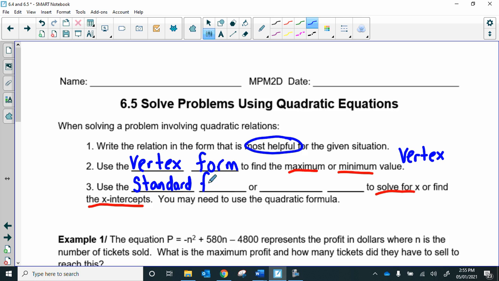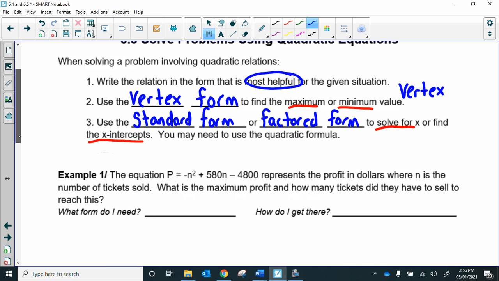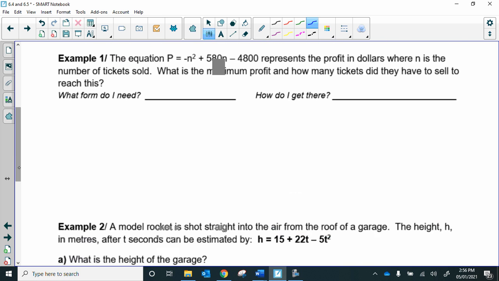Standard form or factored form. Can you solve for x given vertex form? Absolutely. We can isolate x. We can get x all by itself in vertex form. Usually they give it to us in standard form or factored form anyways, so we would just want to keep it in that form. So let's look at an example here.